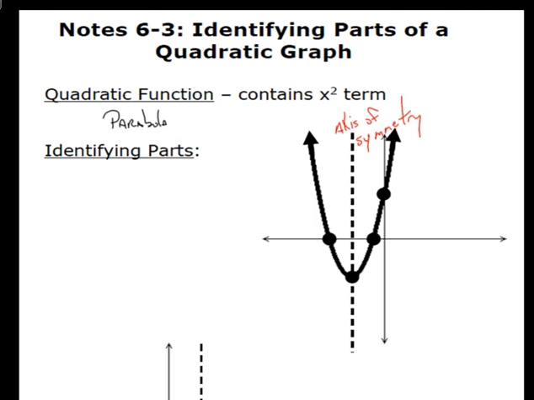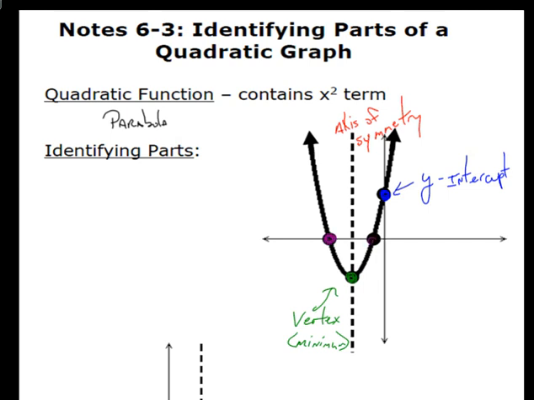This point right here, this is my y-intercept. The y-intercept is simply where our parabola crosses the y-axis. My point here at the bottom is my vertex. And in this case, this vertex creates a minimum because that's the lowest point that our parabola will go.